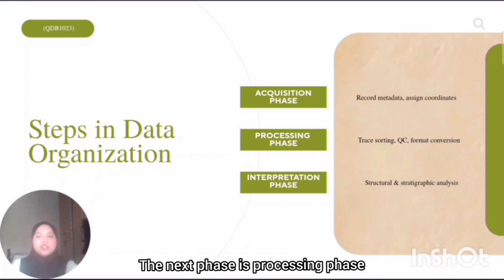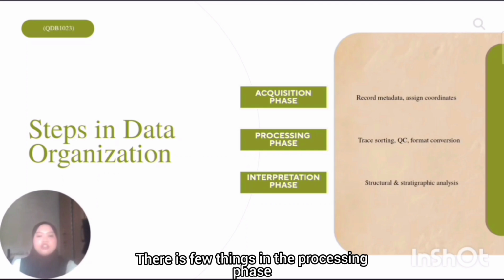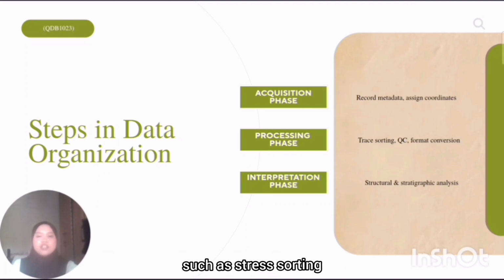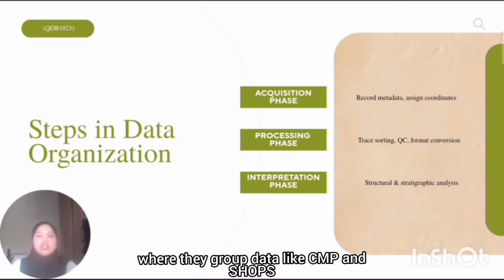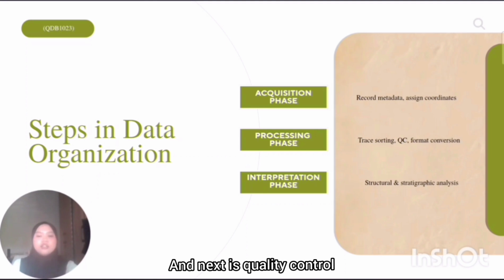The next phase is processing phase. There are a few things in the processing phase, such as trace sorting, where they group data like CMP and shots. And next is quality control, where they remove the noise and error. Next is format conversion, where they convert to SEGY and update the header.